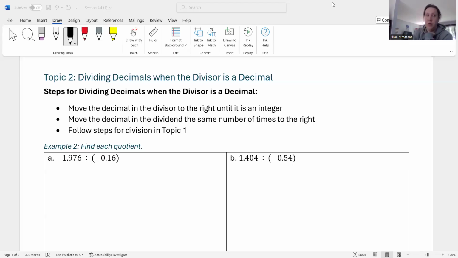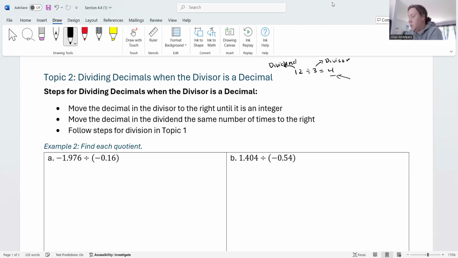For topic 2, we're going to look at dividing decimals when the divisor is a decimal. So remember, just as a quick recap, we have 12 divided by 3 equals 4. 12 is the dividend. It's the number being divided. 3 is the divisor. It's the number doing the dividing. And then, of course, 4 is our quotient.